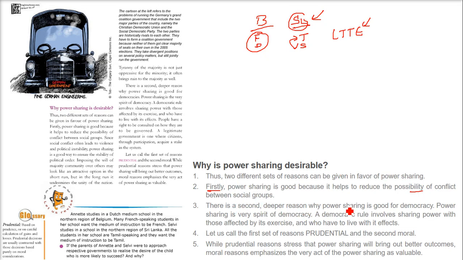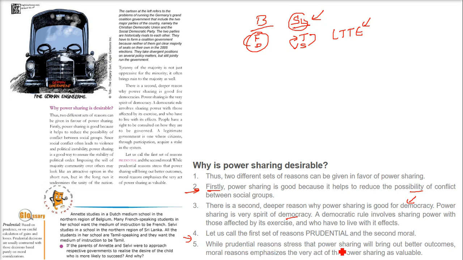And the second is the deeper reason why power sharing is important. It is good for democracy, because power sharing is the very spirit of democracy. It is the Atma of democracy. So democratic rule involves sharing power with those who are affected by its exercise or who have to live with its effect. For example, here French and Dutch, here Tamilians and Sinhalas. So this first one, let us call it prudential, because it is very much a common sense thing.